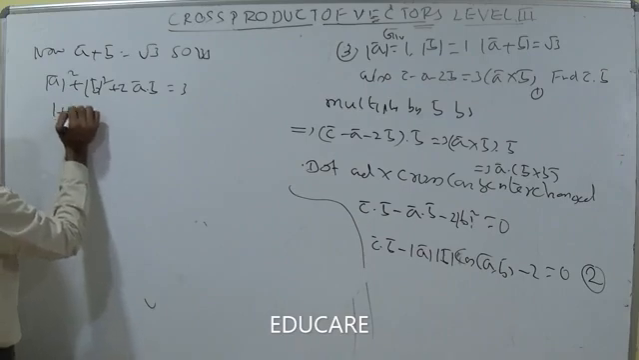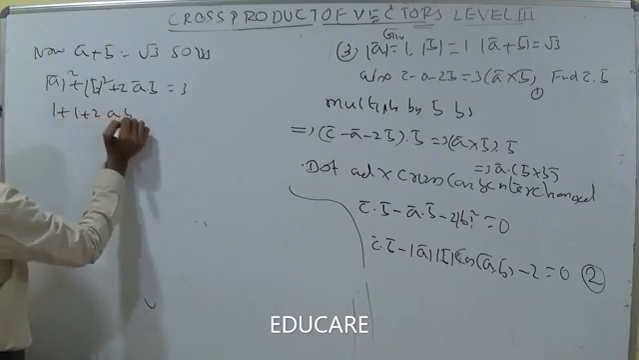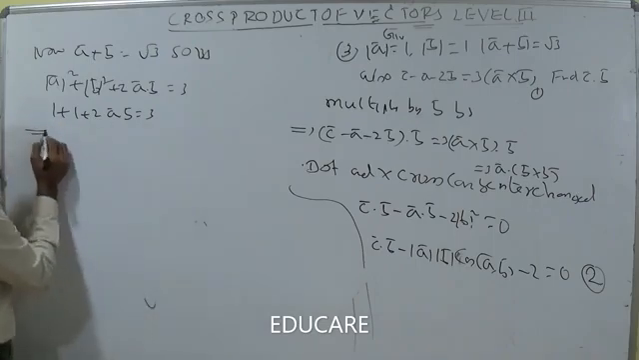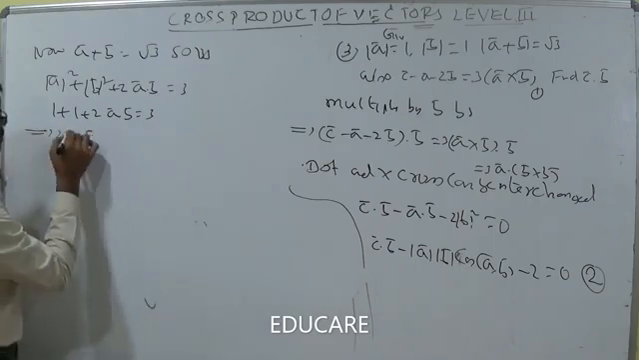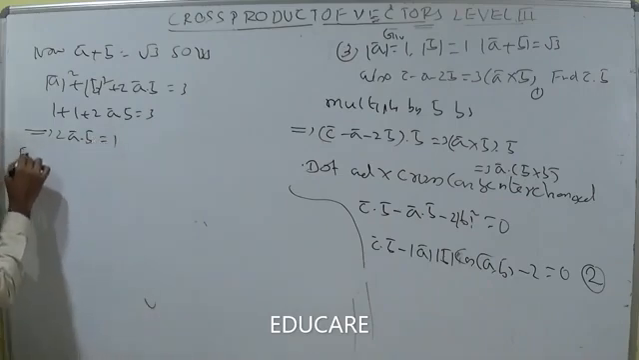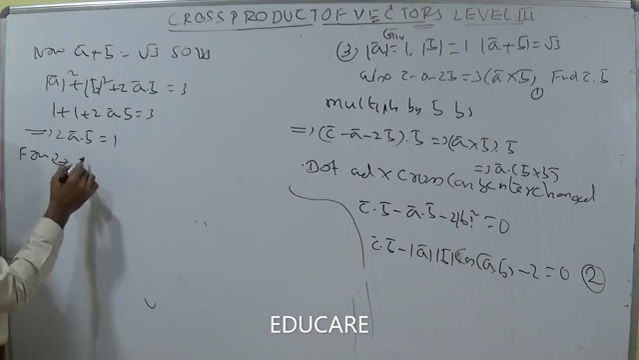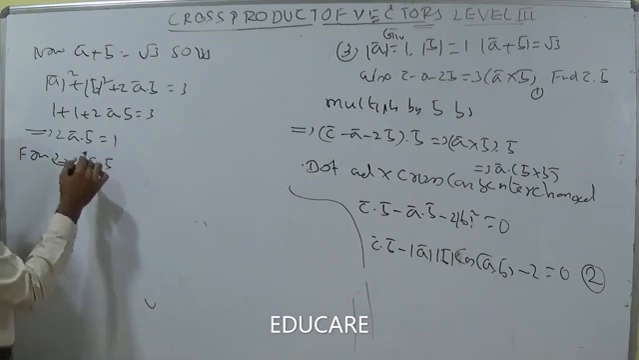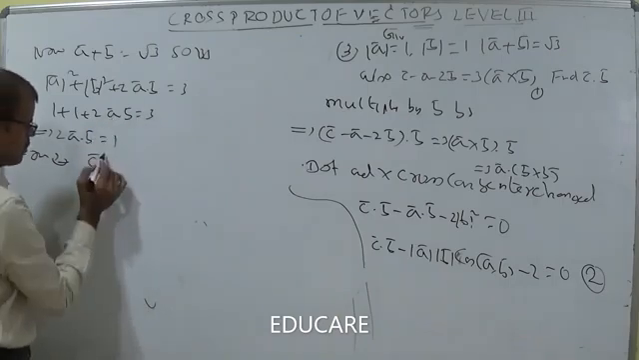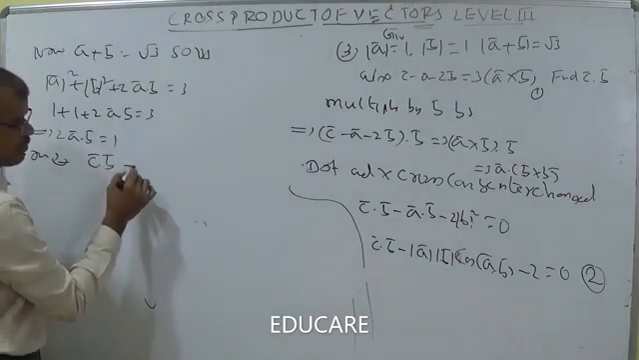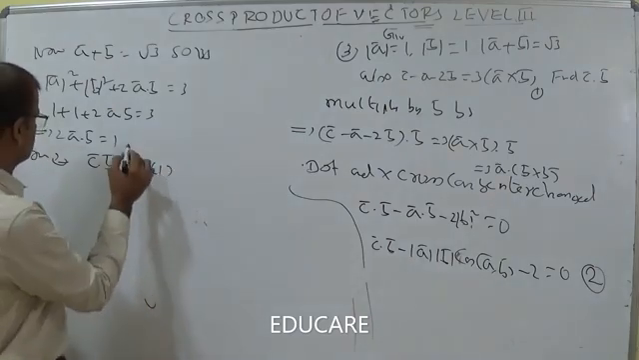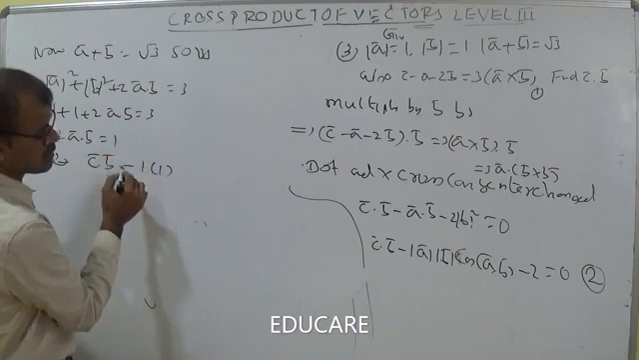This is 1 plus this is 1 plus this is 2, so a dot b equals 3. This 2 taken to that side becomes 1. Then you can write 2 a bar dot b bar is equal to 1. From 2 I am writing here. Now from 2 you write c dot b. This is c bar dot b bar. C bar dot b bar minus this is 1 into cos a comma b. Okay, a bar dot b bar is equal to 1 by 2.